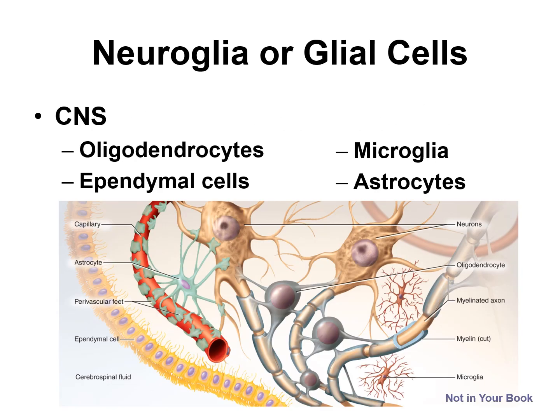There are 4 neuroglial or glial cells in the central nervous system. They are the oligodendrocytes, ependymal cells, microglial cells, and astrocytes. Let's talk about the structure and function of each of these glial cells of the central nervous system.